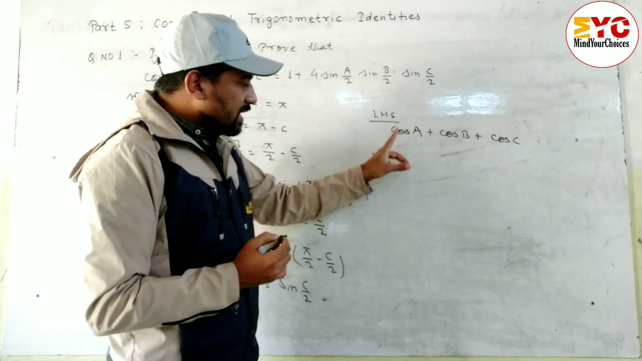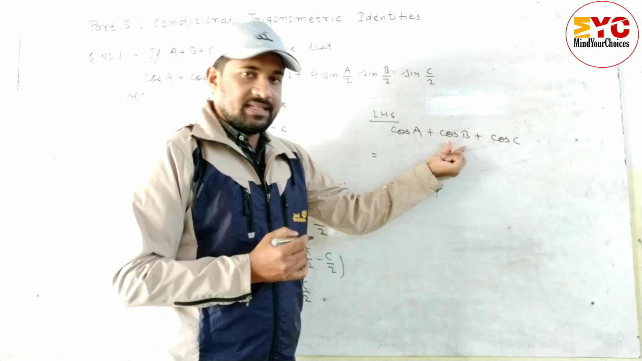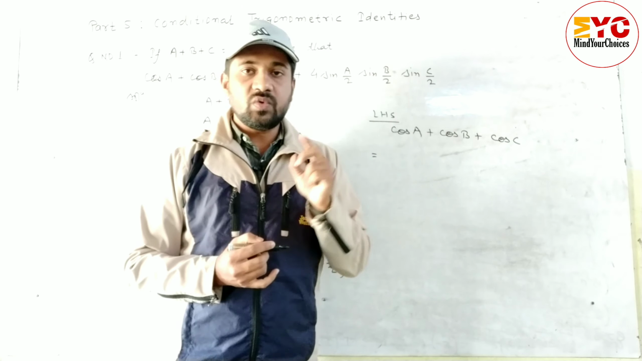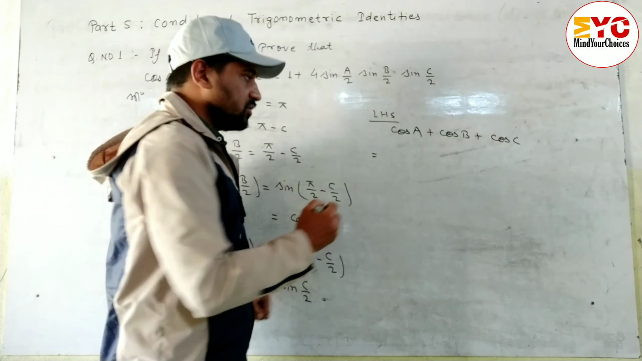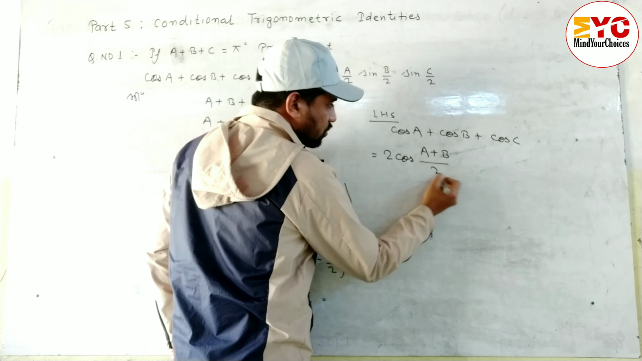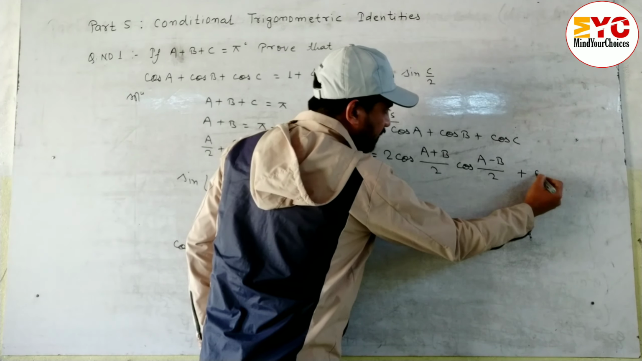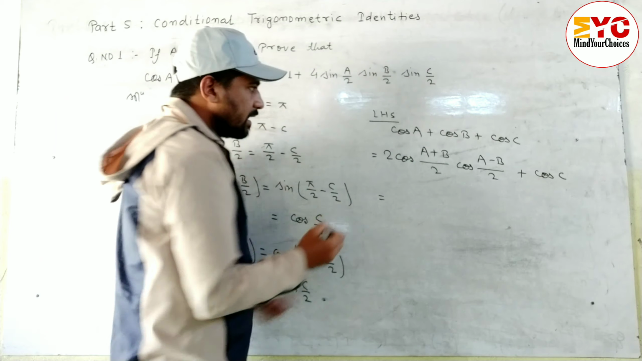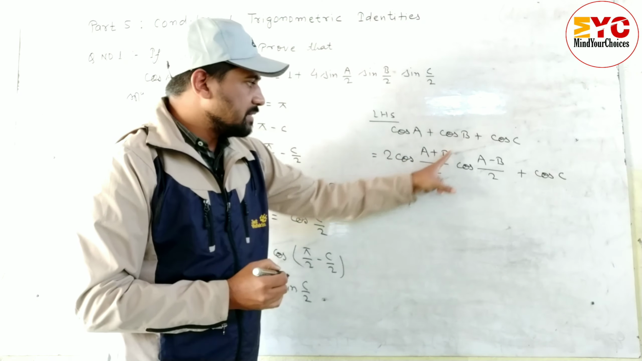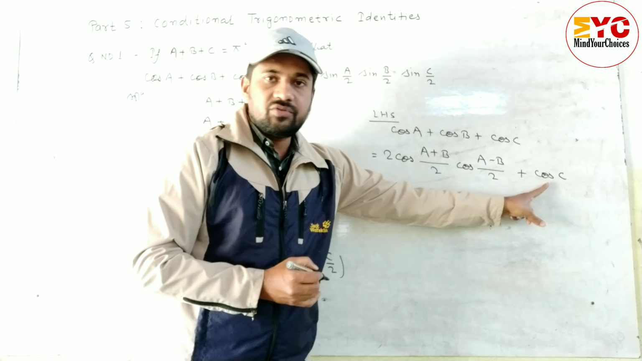Now you can see, after taking these two terms, first and second, cos A plus cos B, we have to use the formula of cos C plus cos D. The cos C plus cos D formula is 2 cos of C plus D by 2 times cos of C minus D by 2. So 2 cos of A plus B by 2 times cos of A minus B by 2, plus this one, write the same cos C. C means A, D means B, and cos C we write the same.